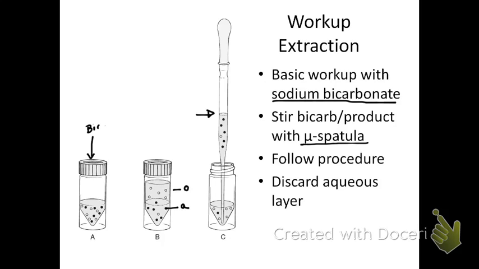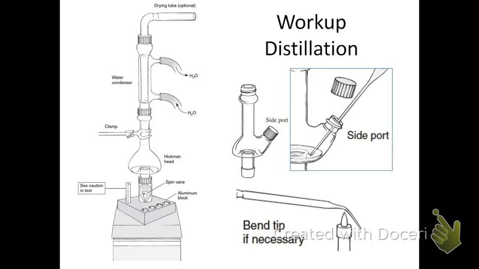Next, you'll remove your product from the sodium sulfate, and then you'll end up distilling it. Now, the distillation is relatively simple. You're going to, again, put your sample in a conical vial, but now we're going to use what's called a Hickman head.